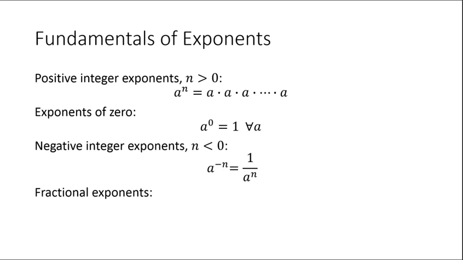Finally, if you have a fraction in the exponent itself, so if you have a raised to the power n over m, what it means is you need to take the mth root of a raised to the nth power. So for example, if you have a to the 1/2, that means that you are taking the square root of a.